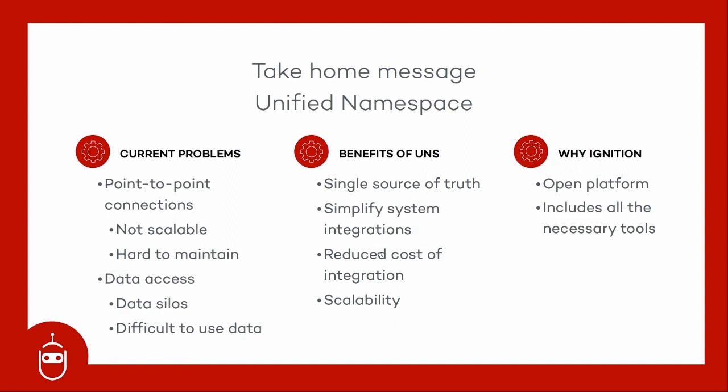And then we have the benefits of the UNS. The single source of truth, we only have one place to actually access the data. And if we just briefly reference that to the UNS in Ignition, you can see in HQ, we have all the tags there, we have all the information there. So that would be where you go in and find the different tags you actually need. So you have that single source of truth.